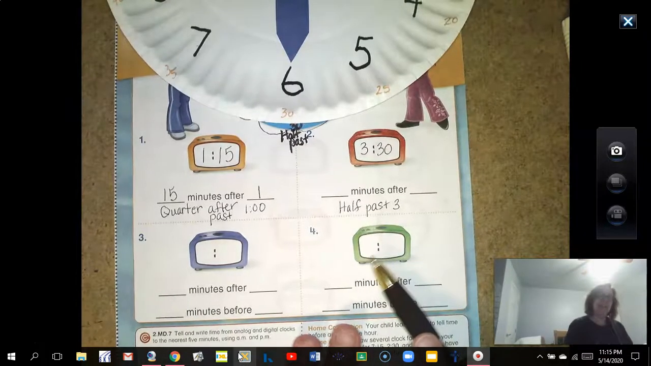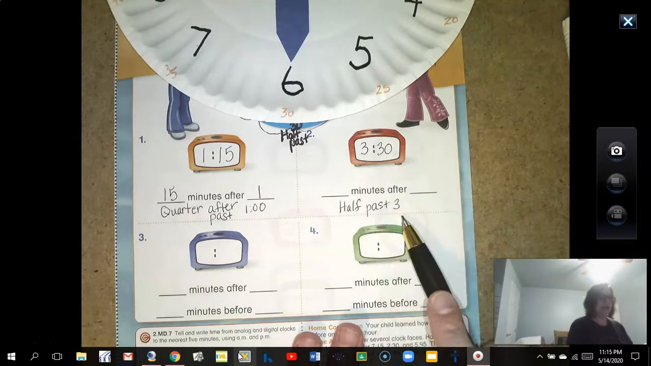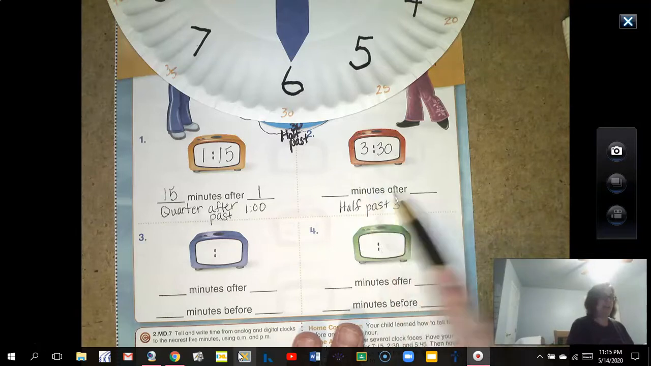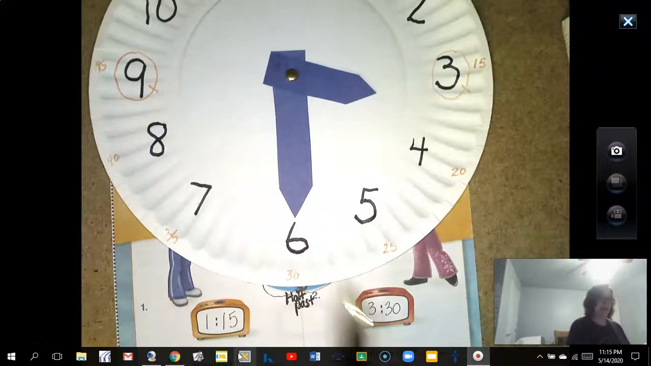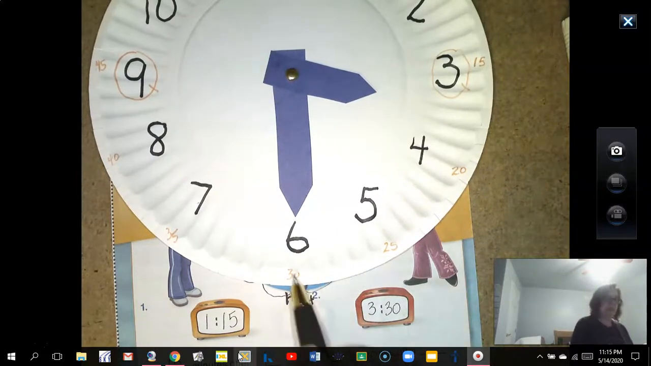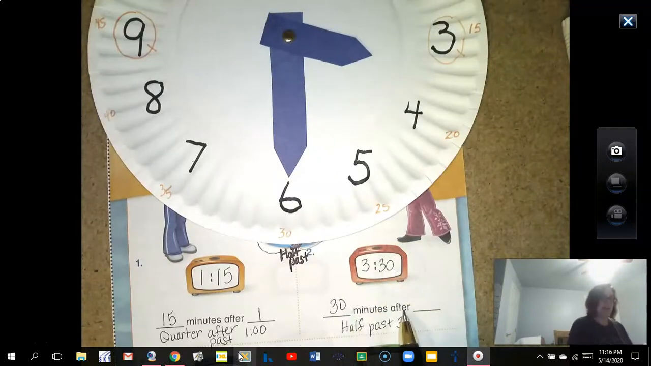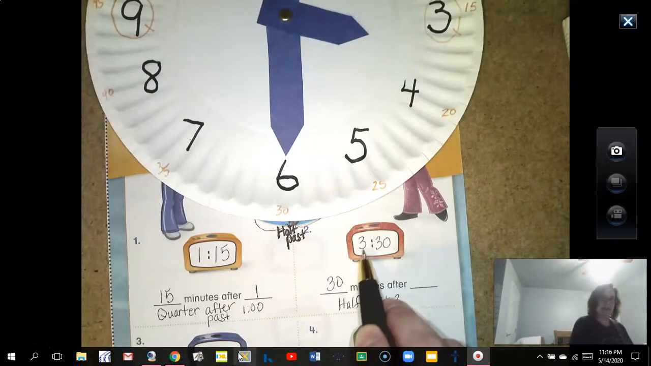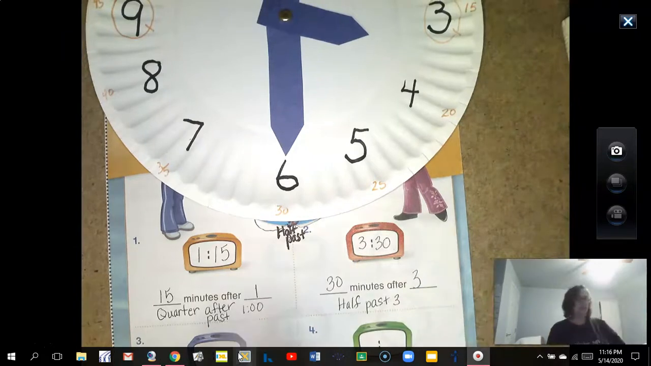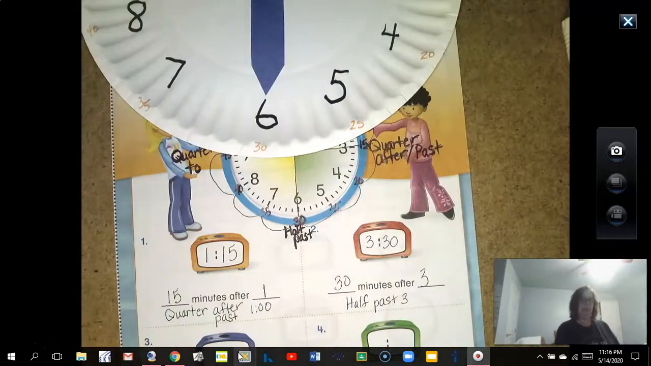And on our paper, it's asking you to tell yet another way to say 3:30. So we have 3:30, we have half past 3, and we have to say something minutes after something. Well, let's look at the minute hand. How many minutes went by? Yup, there's that 30 down there. So we say 30 minutes after what hour? After 3. 30 minutes after 3. Okay?